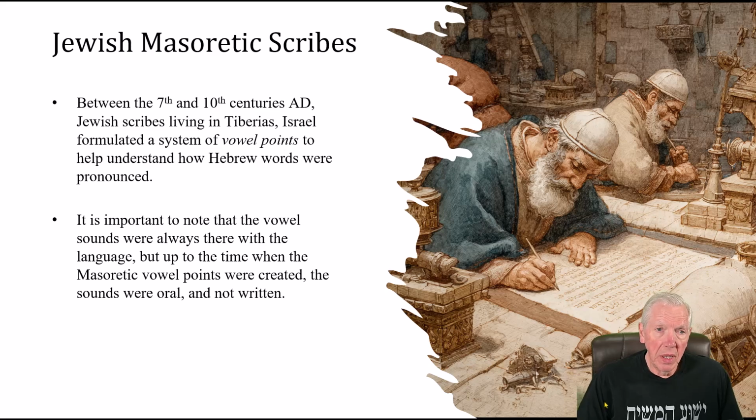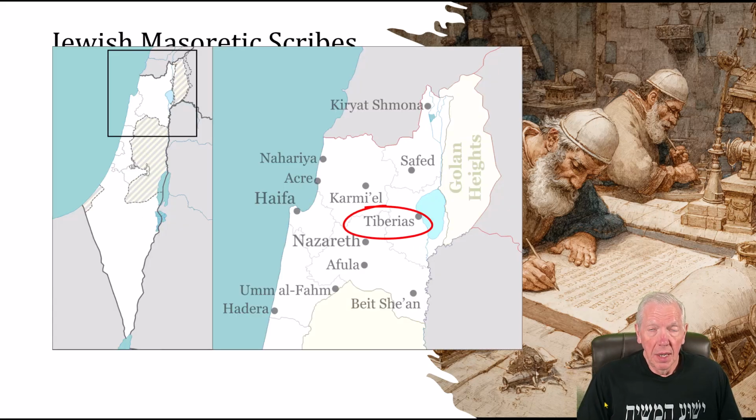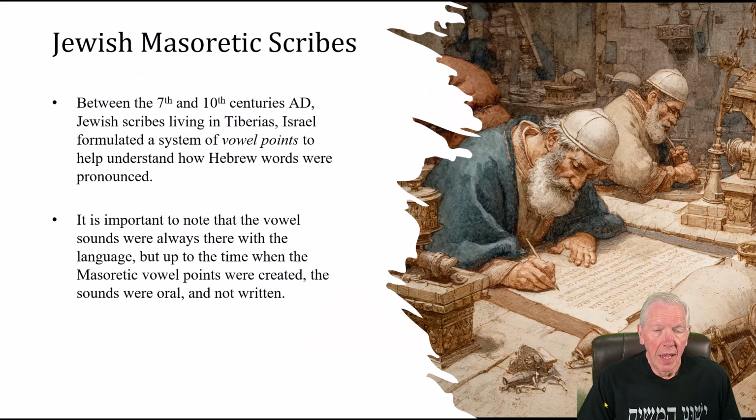But then between the 7th and the 10th centuries AD, a group of Jewish scribes, primarily living in Tiberias, Israel, formulated a system that is called the vowel points. I've been there. It's a fascinating place to go. It's on the shores of the Sea of Galilee. Most often you will call them the Masoretic vowel points.